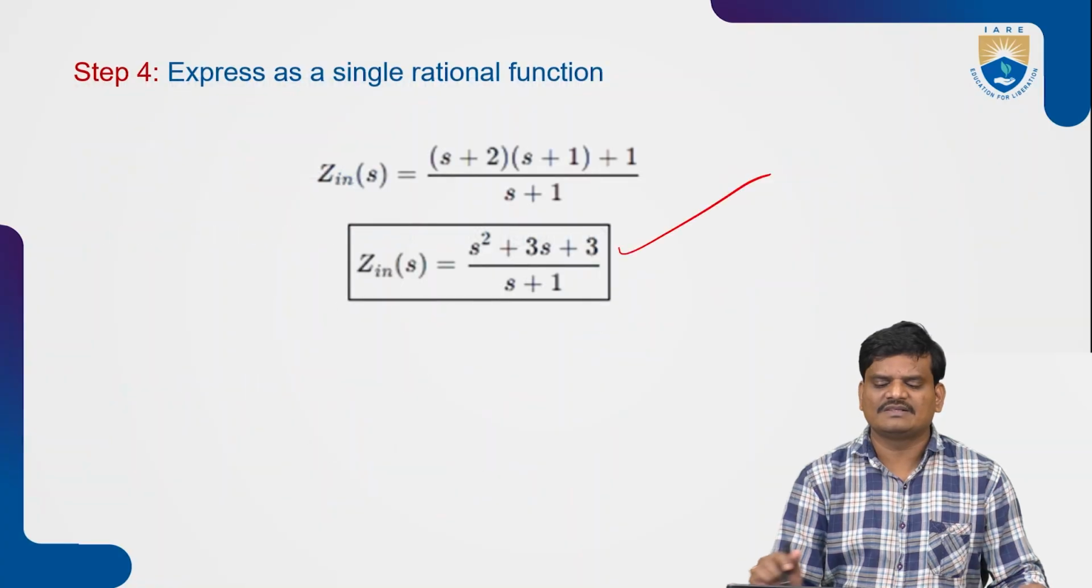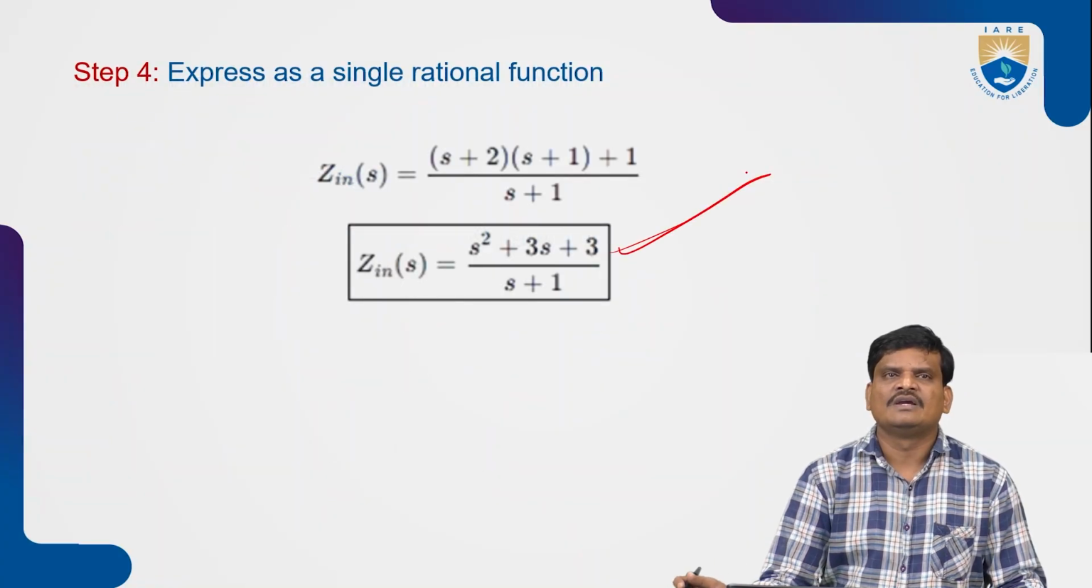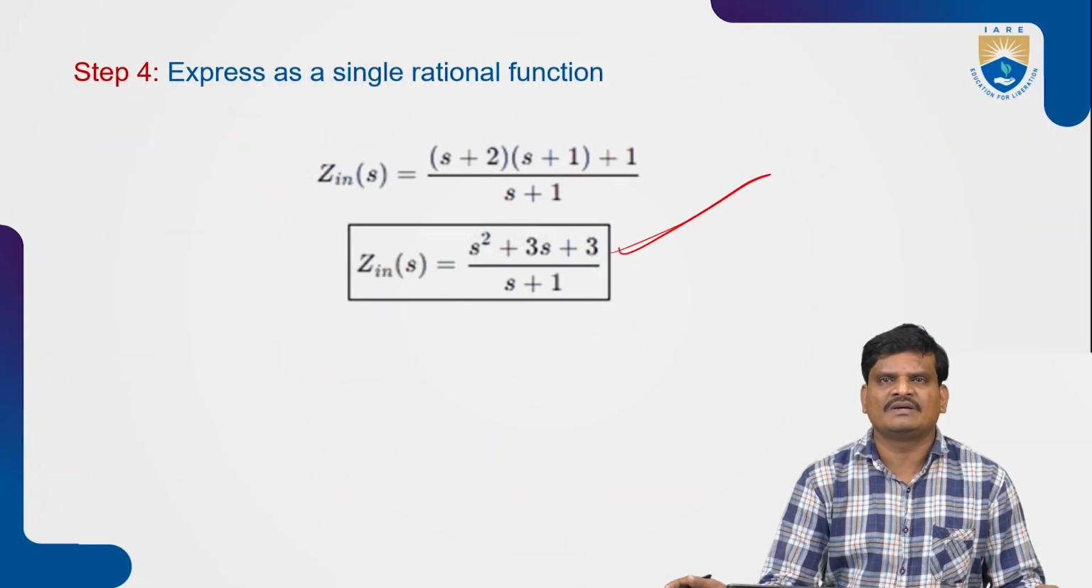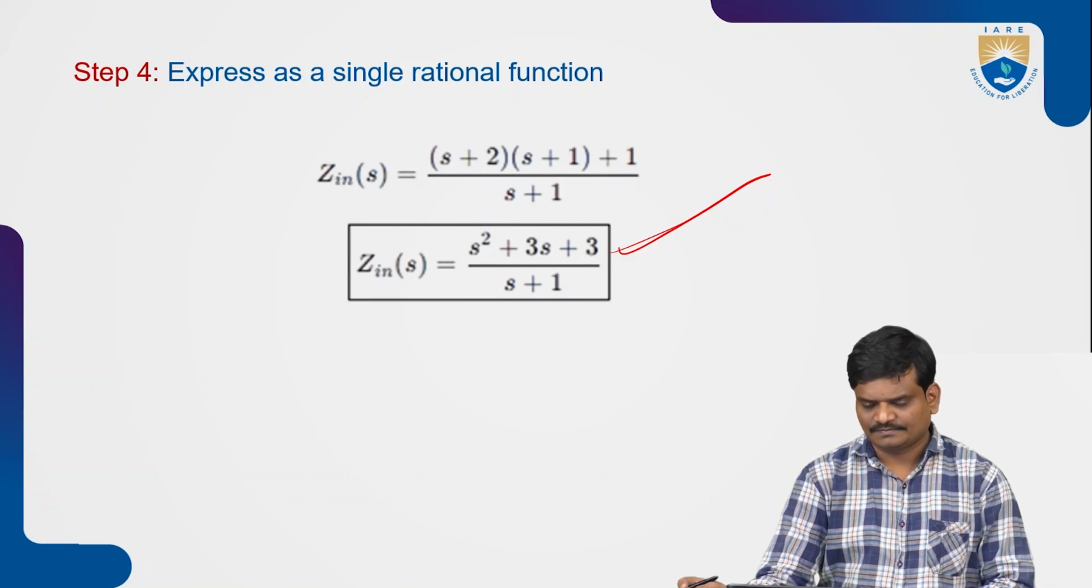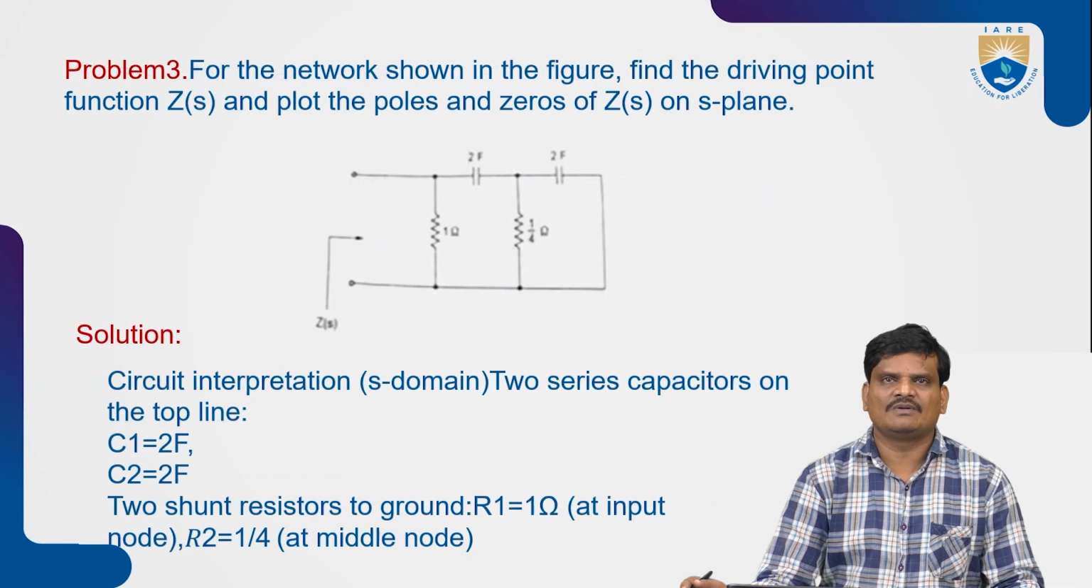So by reframing, this is the final solution I have got for the input impedance or total impedance offered by the circuit for the given problem statement. And what is the value of Z in of S? S square plus 3S plus 3 by S plus 1. Coming to the next problem statement.